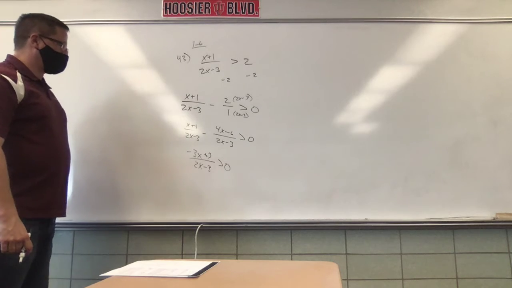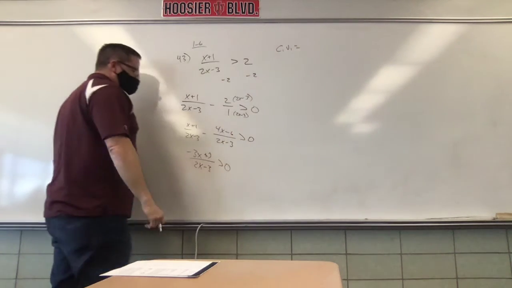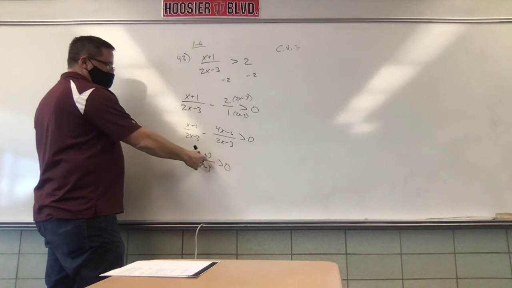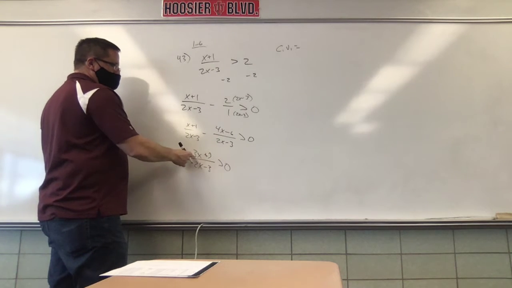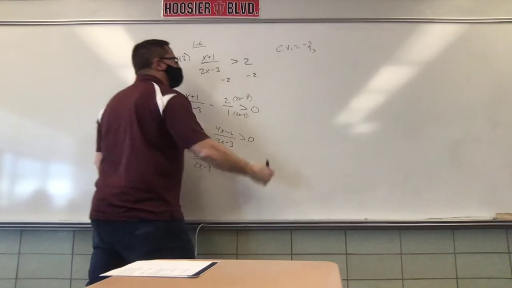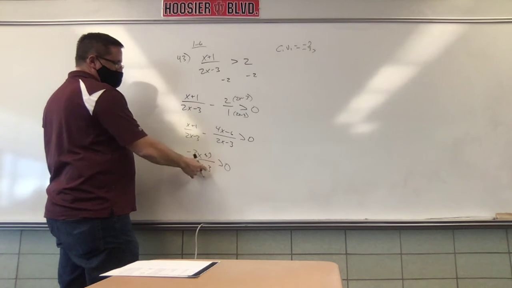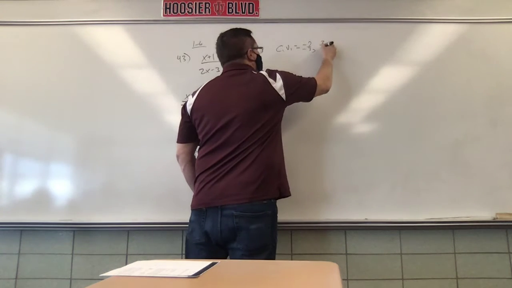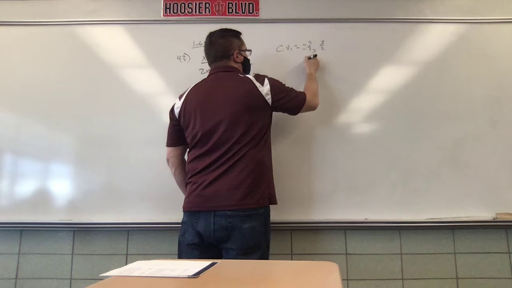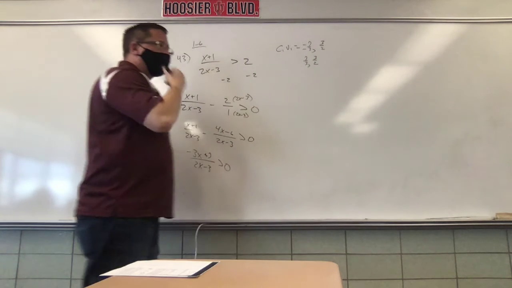So, remember our critical values are what makes the top 0 or the bottom 0. So our critical value on top would be the opposite of this over this, so negative 7 over negative 3. And the opposite of this over this, critical value on bottom is 3 over 2. And I'm going to make negative 7 over negative 3 into positive 7 over 3. Negative over negative is a positive. Okay, so those are our two critical values.